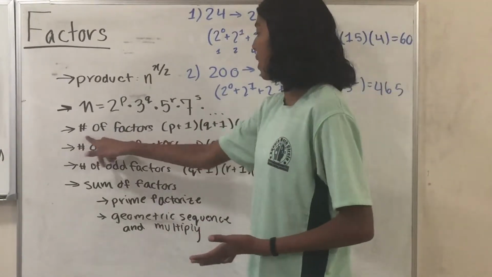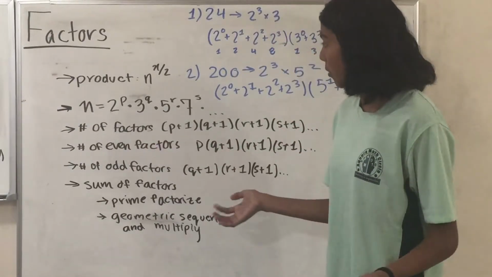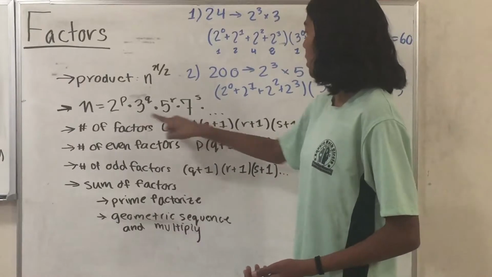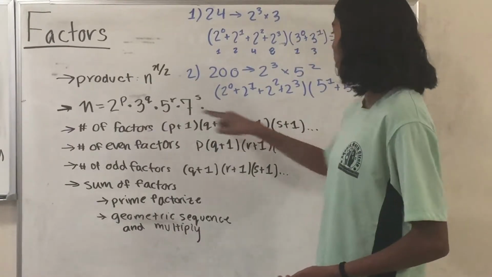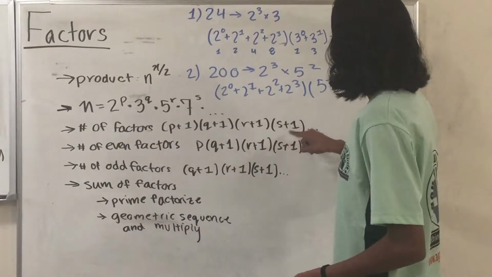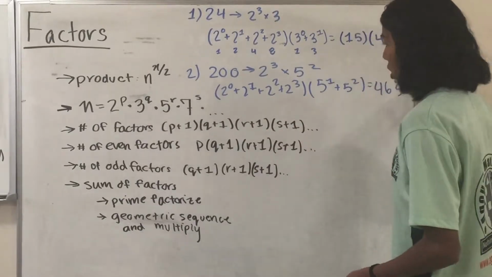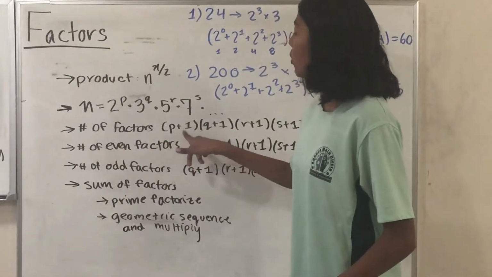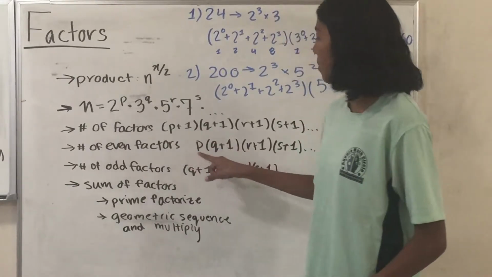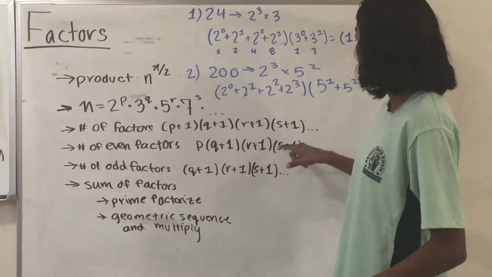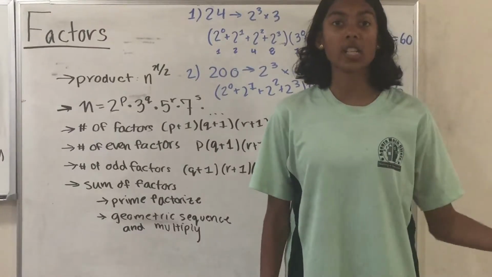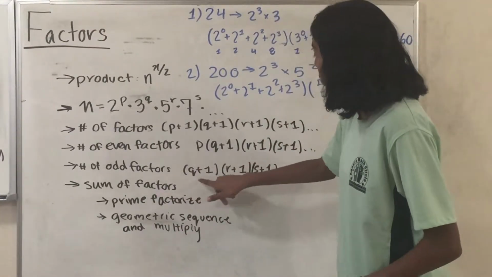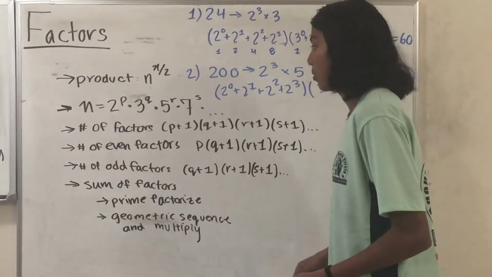If we wanted to find the number of factors, in general, we do p plus 1, which is the exponent of 2, q plus 1, which is the exponent of 3, r plus 1, which is for 5, and s plus 1, which is for 7, and so on. If we wanted to find the number of even factors, we're not going to add 1 to p, instead we're just going to multiply p times q plus 1 times r plus 1 times s plus 1. If we wanted to find the number of odd factors, we completely ignore the p and do q plus 1 times r plus 1 times s plus 1.